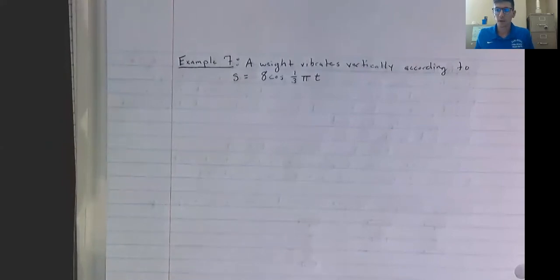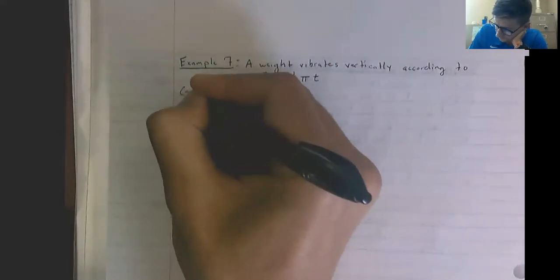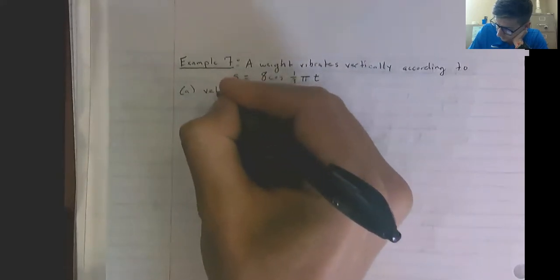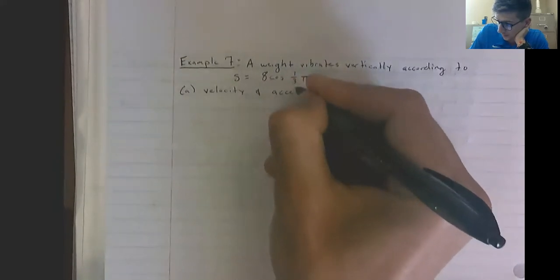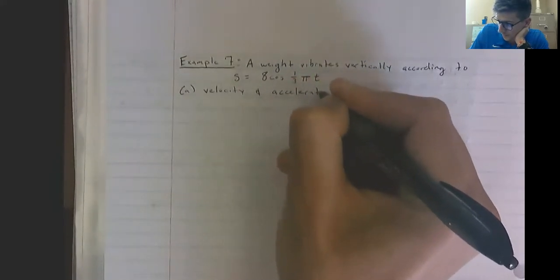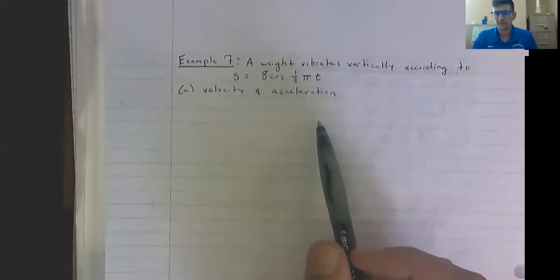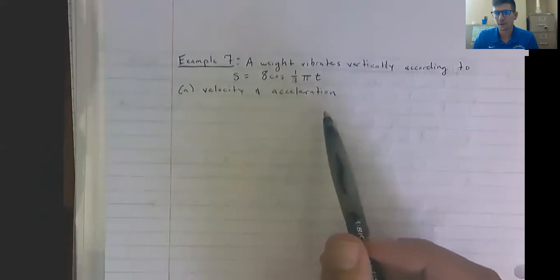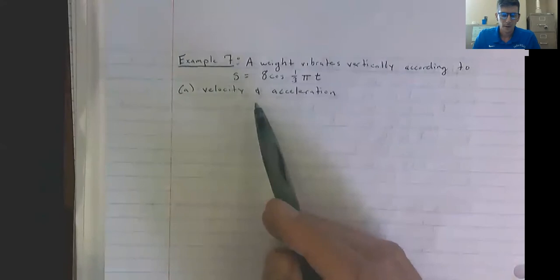So we're going to just do some stuff here. What do they want us to do? A, find the velocity and acceleration for the motion for any t. Yeah, sure. So part A, velocity and acceleration. Basically, we're going to do this and then confirm that this is actually simple harmonic motion. Any cosine or sine function describes simple harmonic motion, but it's nice to confirm it too.